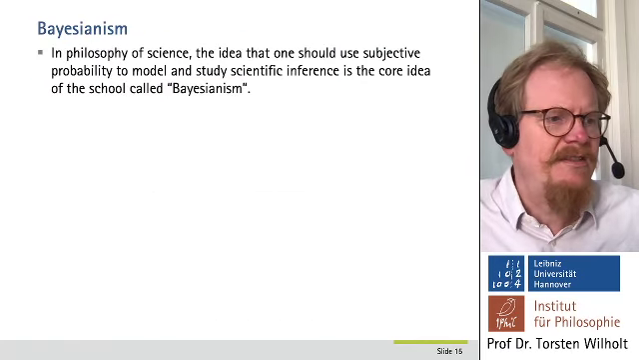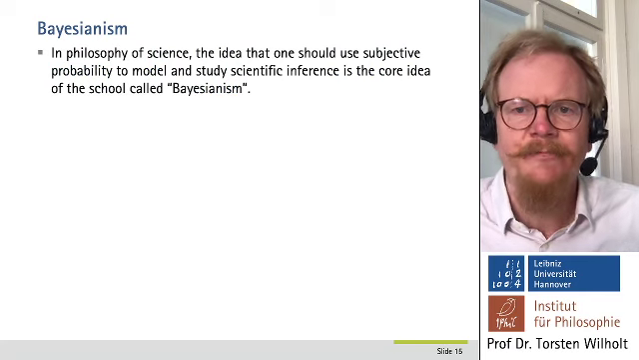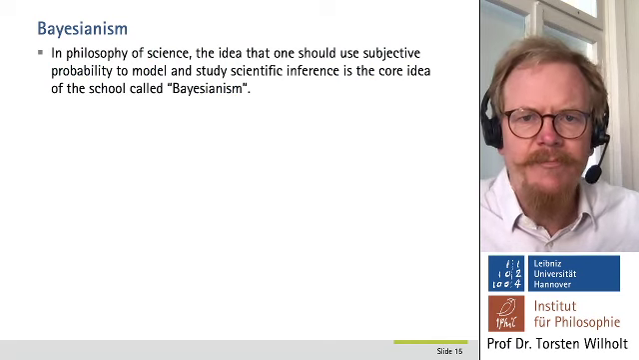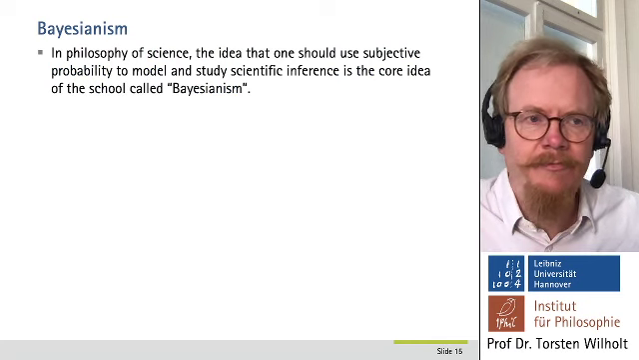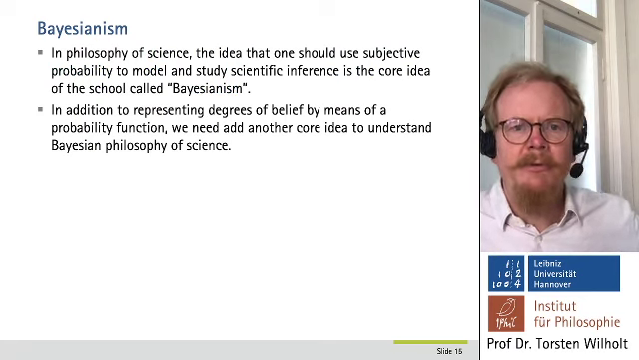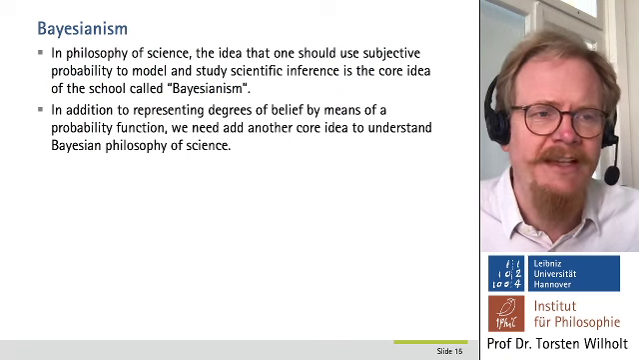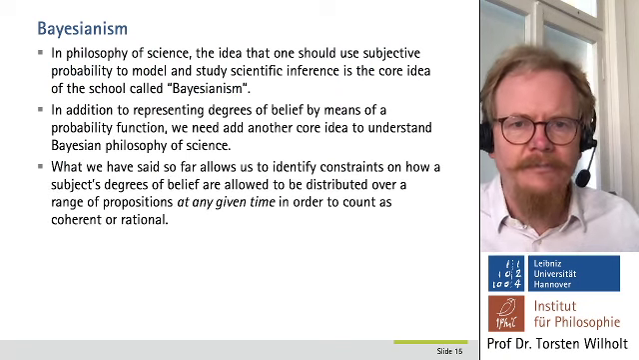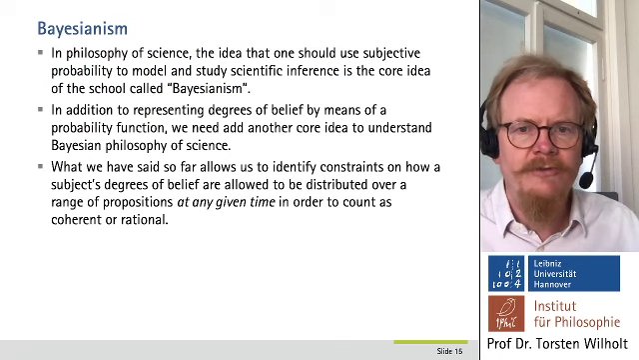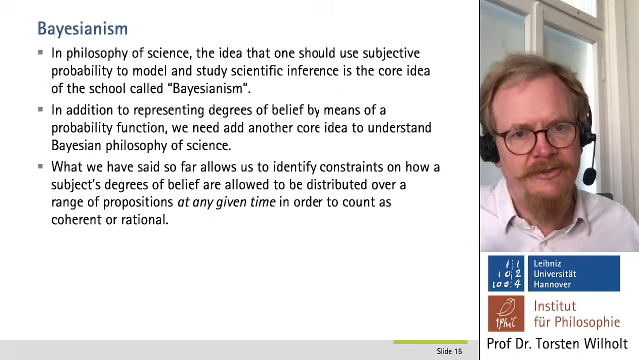So, in the philosophy of science, the idea that one should use subjective probability to model and study scientific inference is the core idea of the school called Bayesianism. It's the core idea, but it's not yet the full school of thought. In addition to representing degrees of belief by means of a probability function, apologies, we need another core idea to understand Bayesian philosophy of science. What we said so far allows us to identify constraints on how a subject's degrees of belief are allowed to be distributed over a range of propositions at any given time in order to count as coherent or rational.